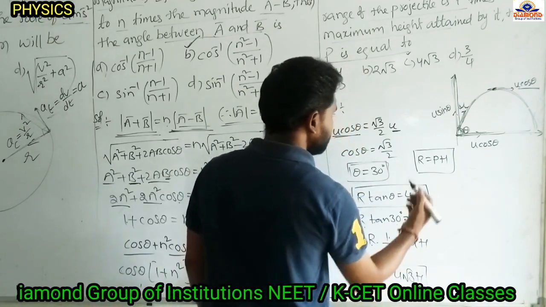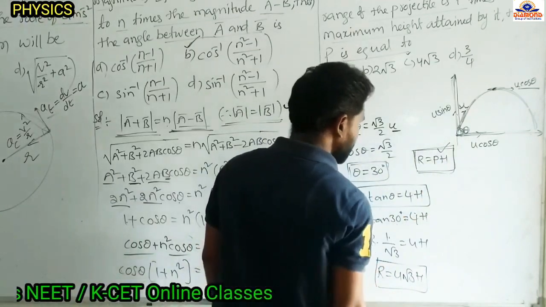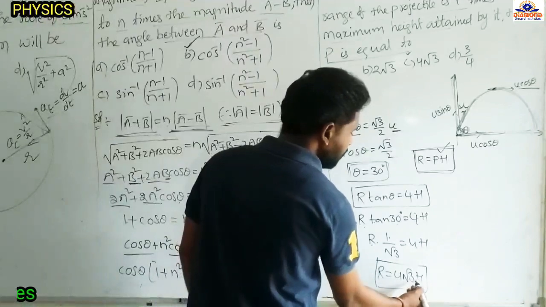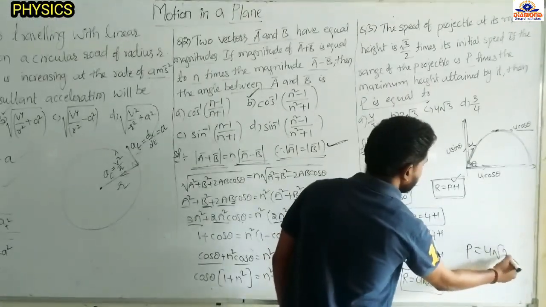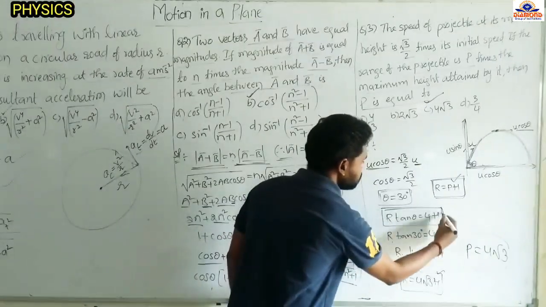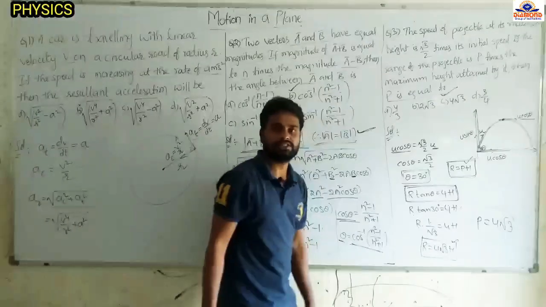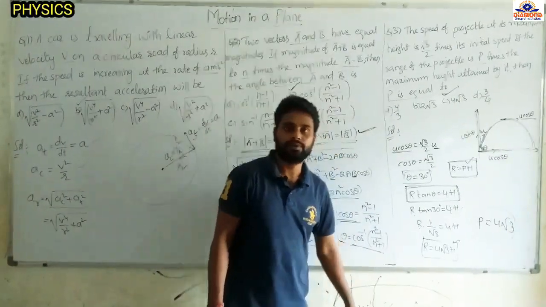But our given condition is that range is p times the maximum height. So range equal to 4 root 3 times the maximum height, then p equal to 4 root 3. Okay, 4 root 3 is the right answer. Remember this relationship between the range and the maximum height: R tan theta equal to 4h.